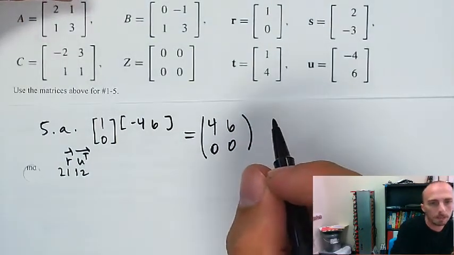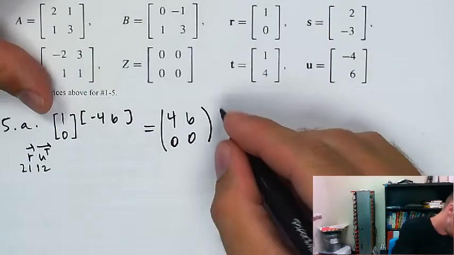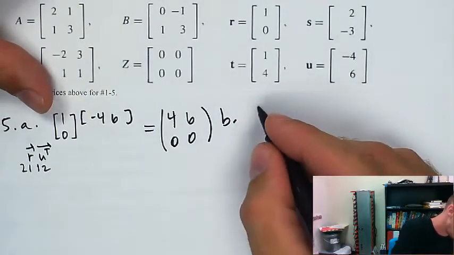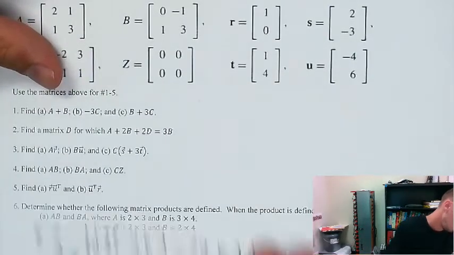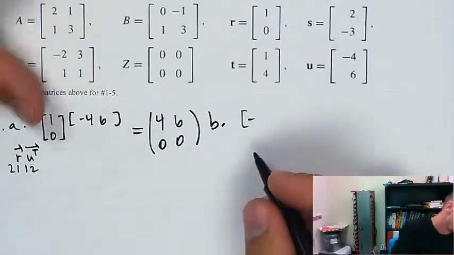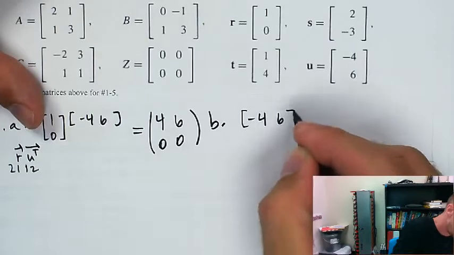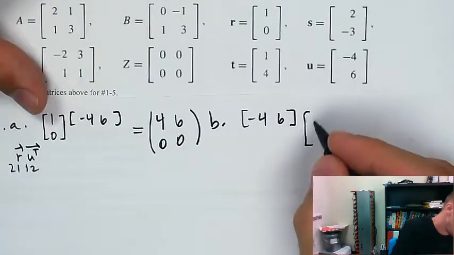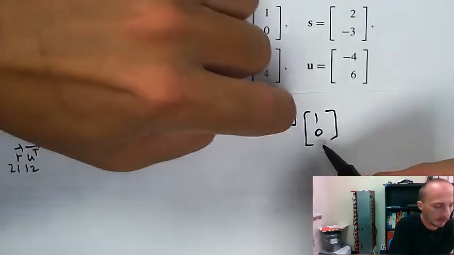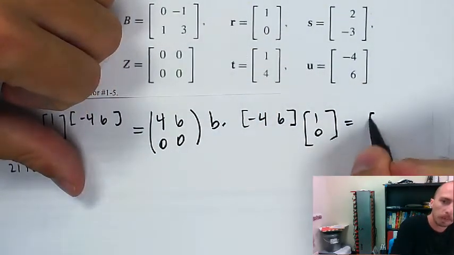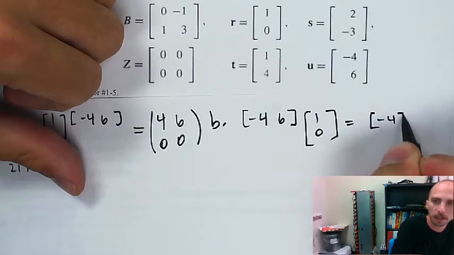Okay. That's 5A. For part B, I'm interested in doing the opposite. I'm interested in doing U transpose multiplied by R. So negative 4 and 6 multiplied by 1, 0. And that's going to end up being just a 1 by 1 matrix that has negative 4 in it.